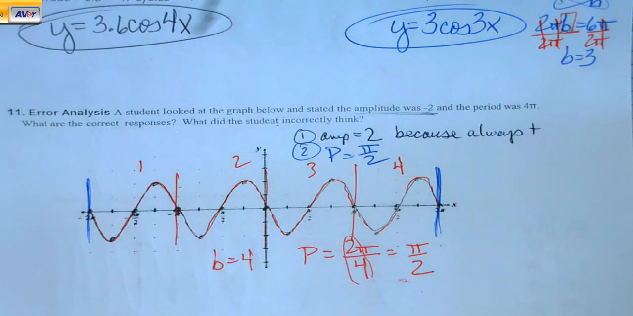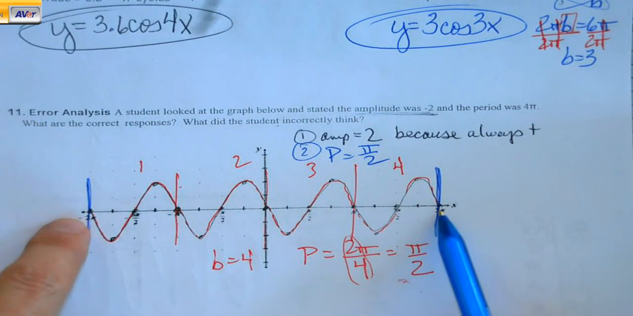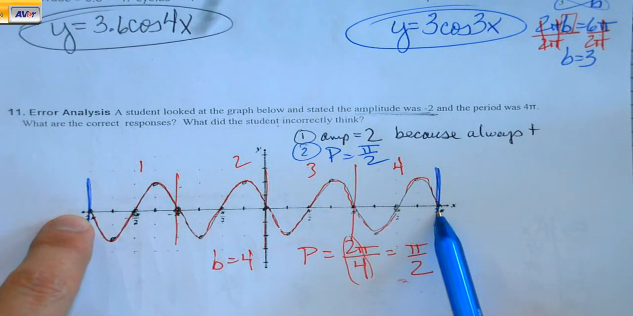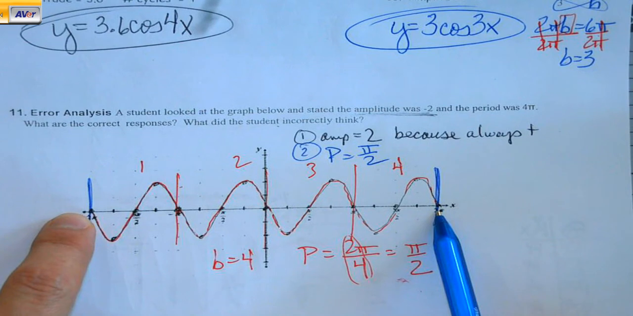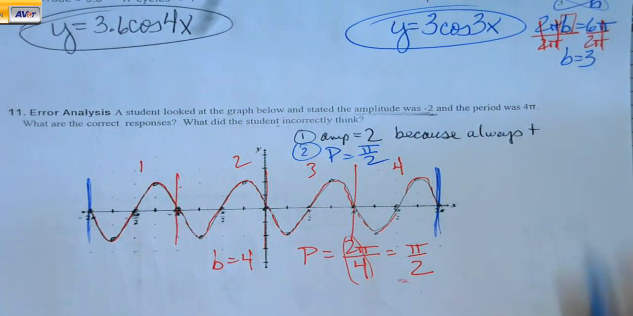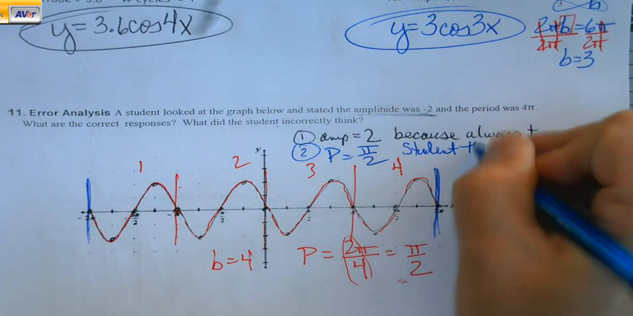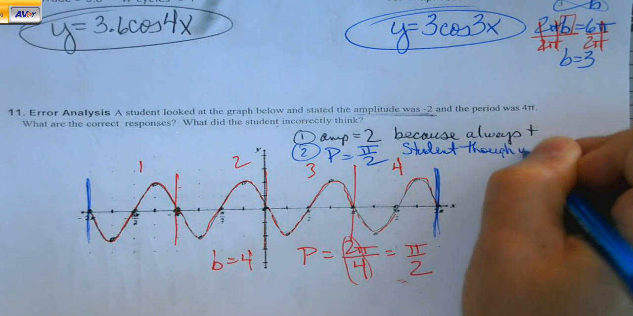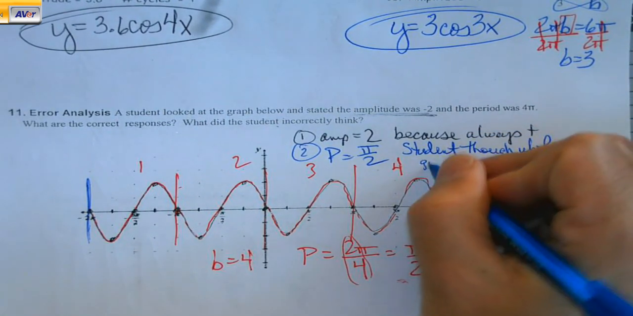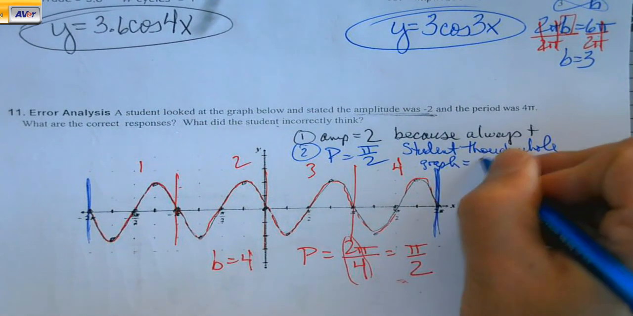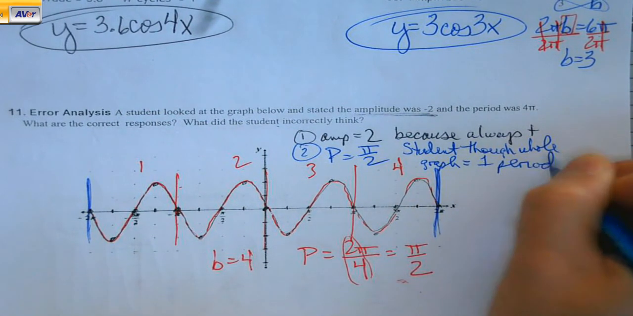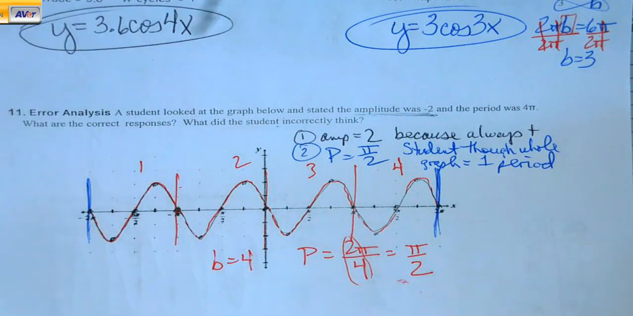What do you think? How could we describe the error they made or what we needed to do to fix it? This is something that I actually see people come up and ask me about. So, a couple of options here. Could be the student thought the whole graph equals 1 period. Because I've seen people see that. Oh, I just thought this whole thing was.